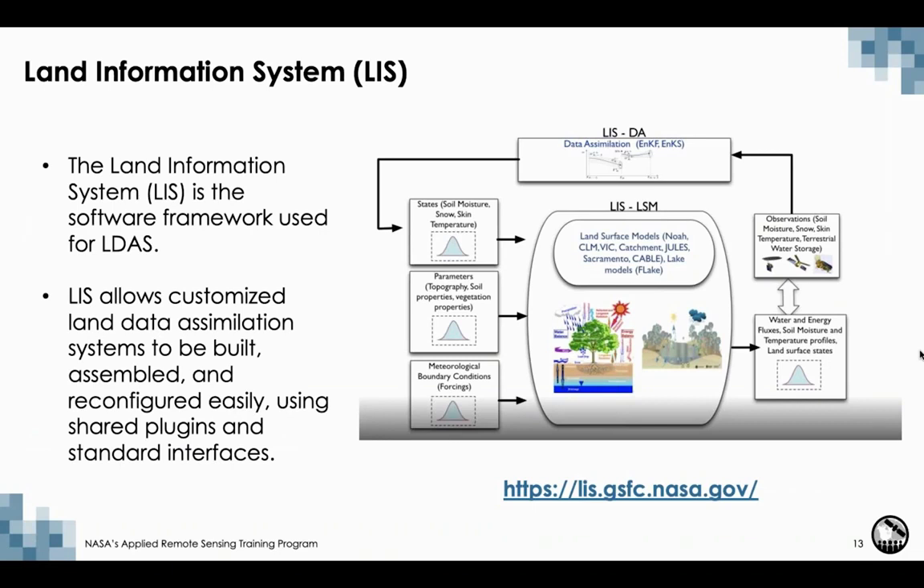Also, one more point to make is there is Land Information System. More information can be found here, and schematic is shown here. This is the software framework for LDAS. And what LIS allows is assimilation of different data sets into these land surface models, can allow different forcing for inputs, and it can be customized regionally. So LIS allows customized land data assimilation system. You can build, assemble, and reconfigure easily for any small region. So this is the software framework for LDAS.